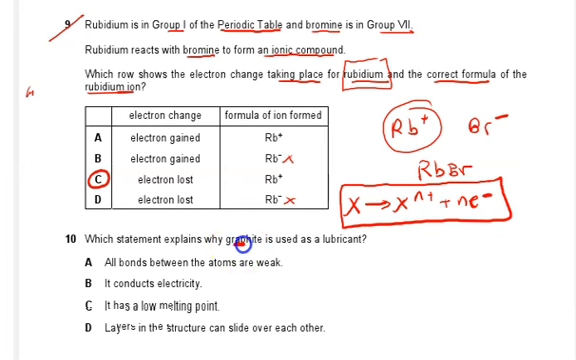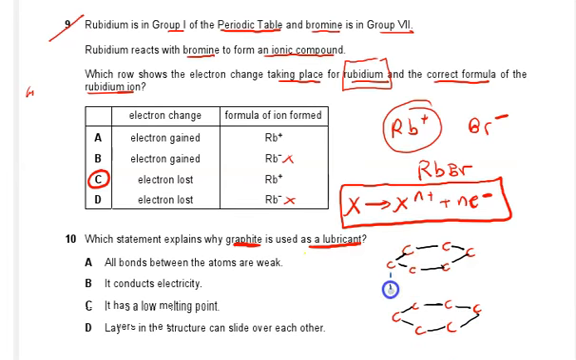Which statement explains why graphite is used as a lubricant? Graphite is made from carbon, and it has similar properties to pencil lead. It is slippery. If you look at the structure of graphite, they have hexagon shapes of carbon. Now let me draw these bondings. It looks like a hexagon, and they have very weak bonding among them, which I draw in blue color.